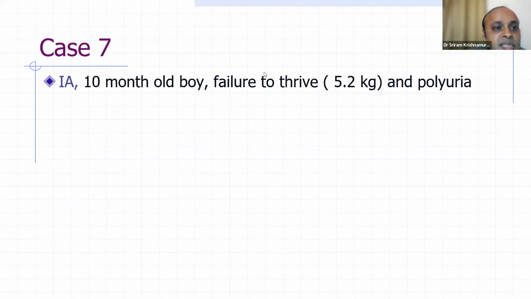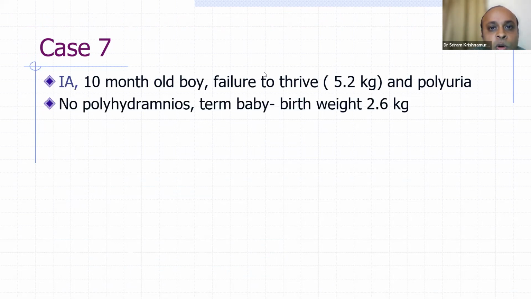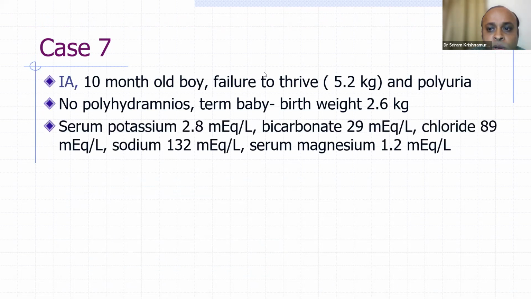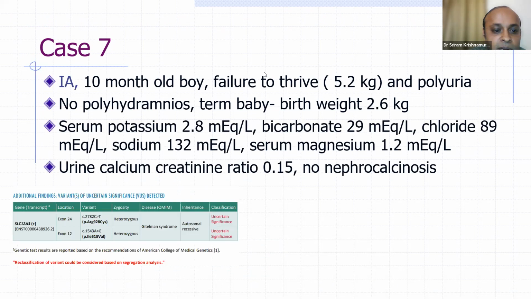My last case is a 10-month-old boy who presented with failure to thrive and polyuria, no polyhydramnios, a term baby weighing 2.6. So he has failure to thrive, hypokalemic metabolic alkalosis with hypochloremia and hypomagnesemia. So what would you think? We thought this is possibly a Bartter, but we actually have a Gitelman.